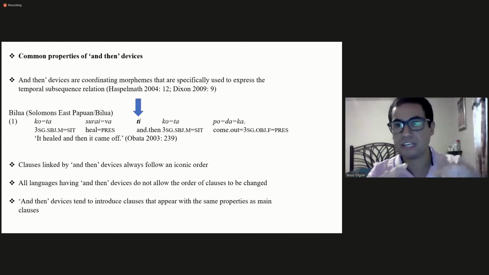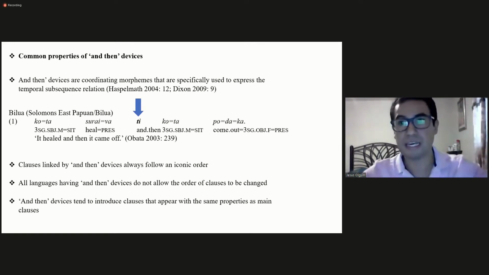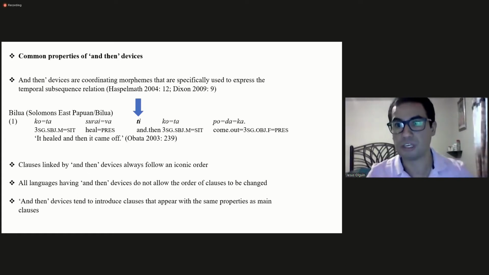So for instance, in this example in 1, the second clause cannot appear at the beginning of this kind of construction. So that's something important to keep in mind about and then devices. And another property, and the last one that I would like to mention here, is that and then devices tend to link clauses that appear with the same properties as main clauses.